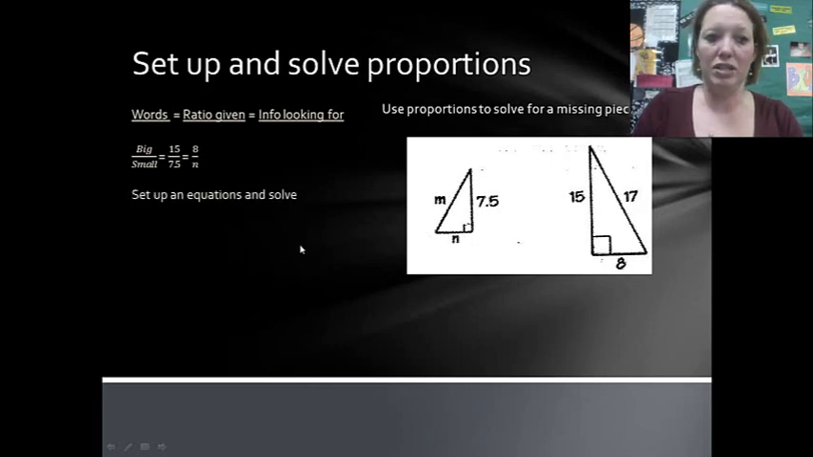Now I'm going to set up an equation and I'm going to solve. Again, I'm going to do it using cross products. So I have 15 times n equals 7.5 times 8. So I'm going to combine and I get 15n equals 60. Now, one-step equation, I need to do the inverse operation of multiplication, which would be division. So I'm going to divide both sides by 15, and n would be 4.